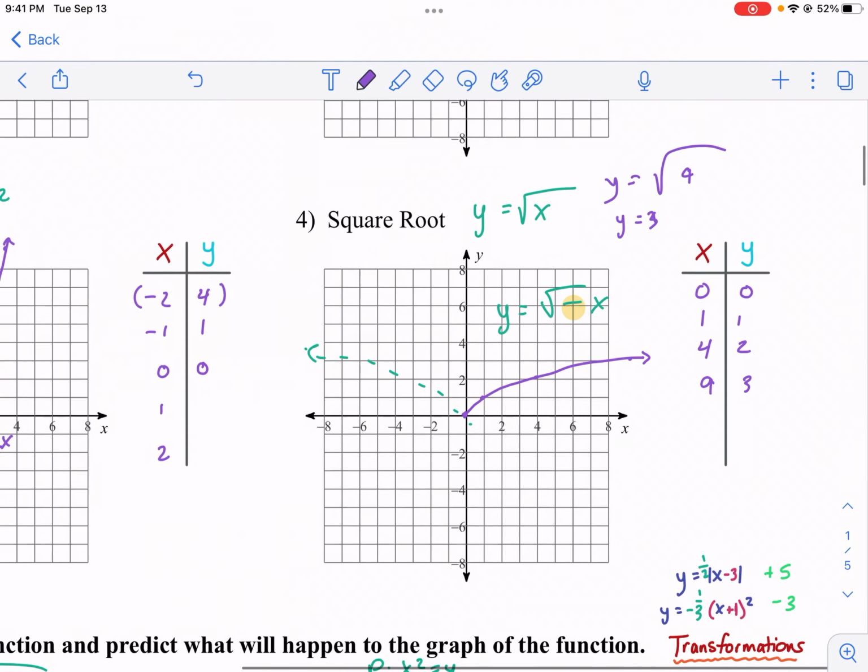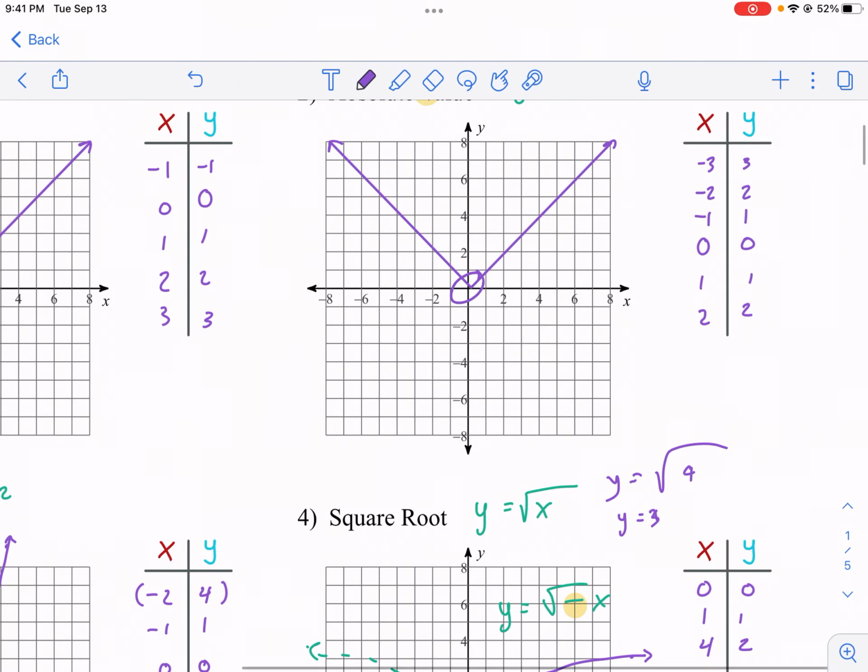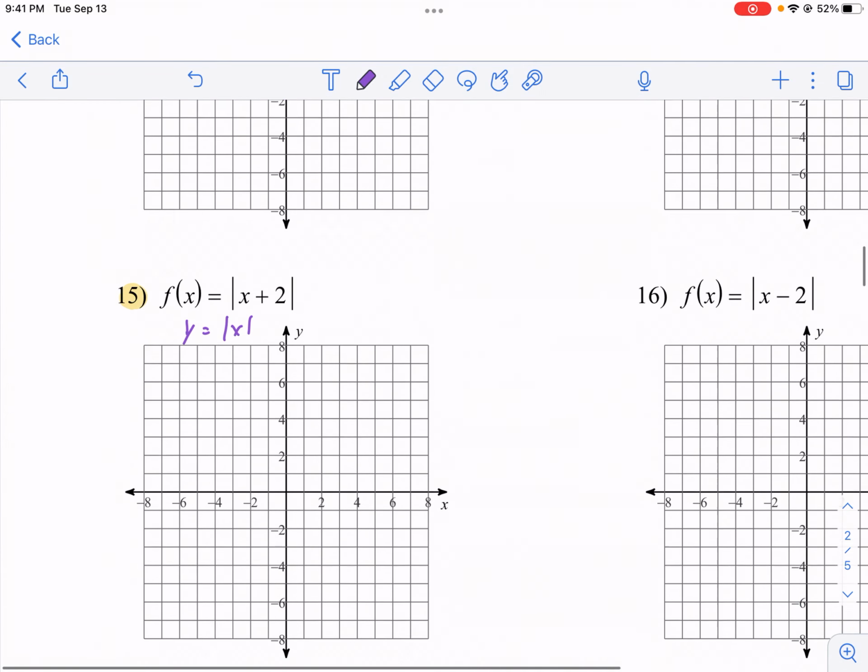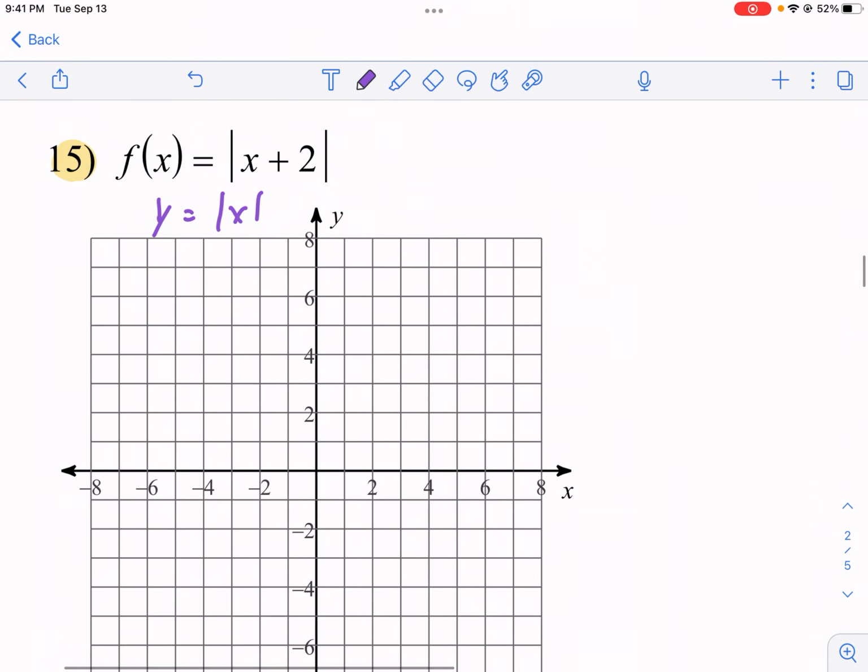Again, with the absolute value, we have a special spot. It's that vertex, and that's where this is going to go. This time we're just going to slide it over, instead of from 0, 0, which is normally where it's centered, we're going to slide it over to the left 2 units, and it's over here on -2. Now, absolute value is a little easier to graph because it's like a stair step.